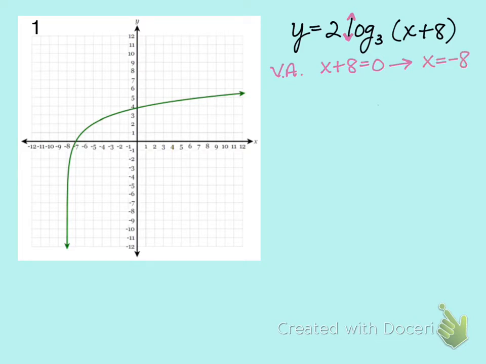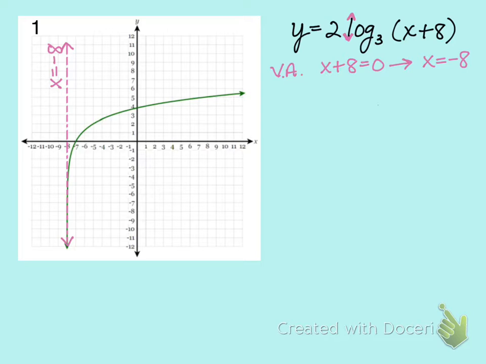So I'm going to plot the x equals negative 8 line. Here's our x equals negative 8 line. Our graph does not pass that line. It gets really close to it, infinitely close, but it never touches or crosses that x equals negative 8 line. So let's go ahead and label that. That's the next thing you will fill out in your column.